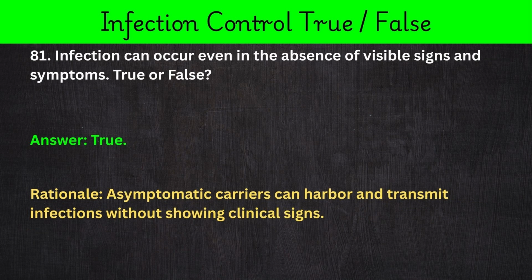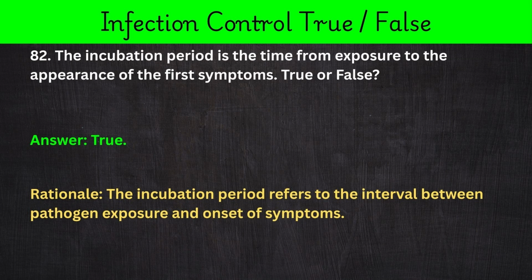81. Infection can occur even in the absence of visible signs and symptoms. True or false? Answer: true. Rationale: asymptomatic carriers can harbor and transmit infections without showing clinical signs. 82. The incubation period is the time from exposure to the appearance of the first symptoms. True or false? Answer: true. Rationale: the incubation period refers to the interval between pathogen exposure and onset of symptoms.